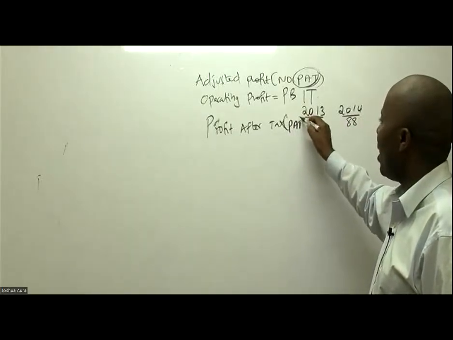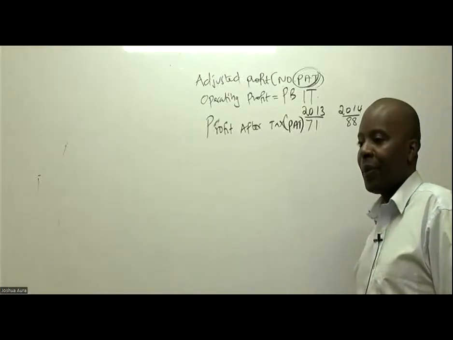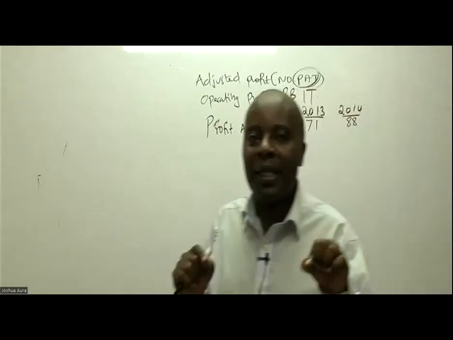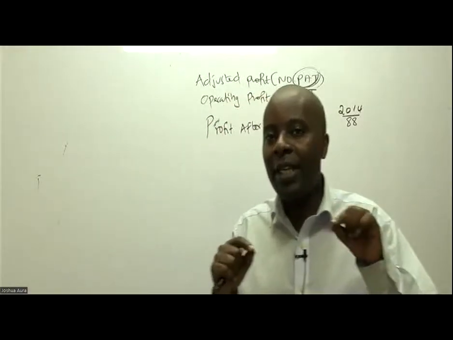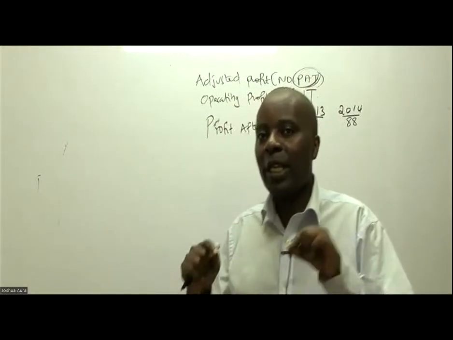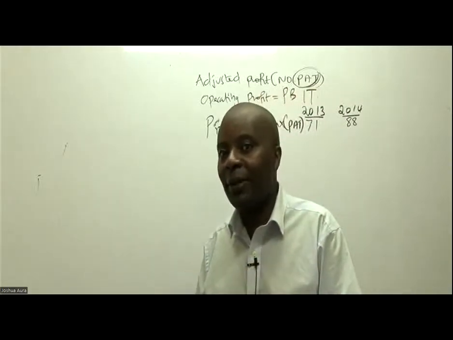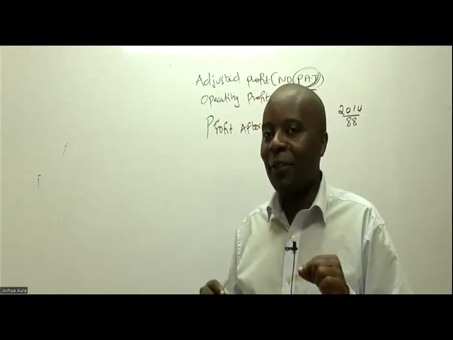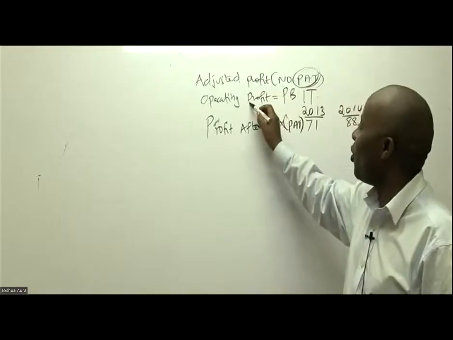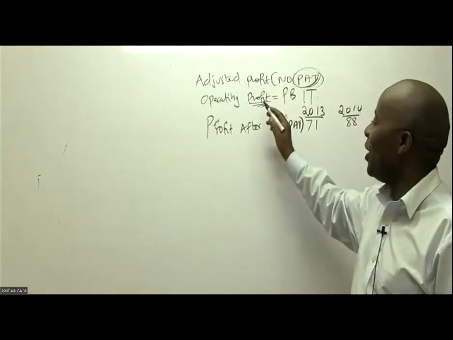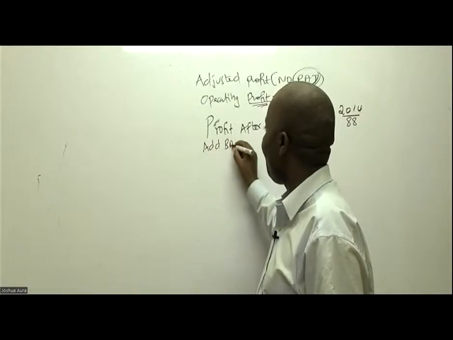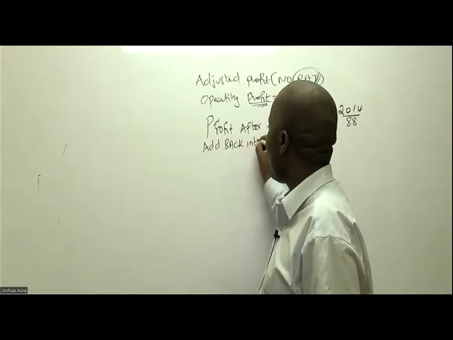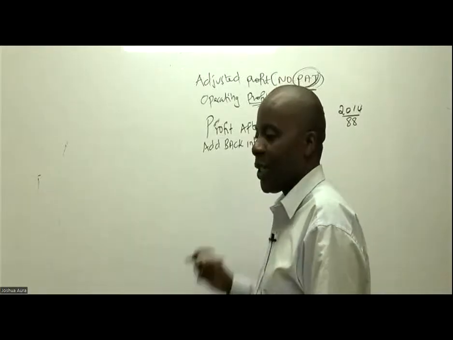This is our famous part. Now, ladies and gentlemen, remember here, I've deducted interest. Because I deducted interest, I need to do something back. I need to add something back because what we want is operating profit. So we need to come and add back interest.